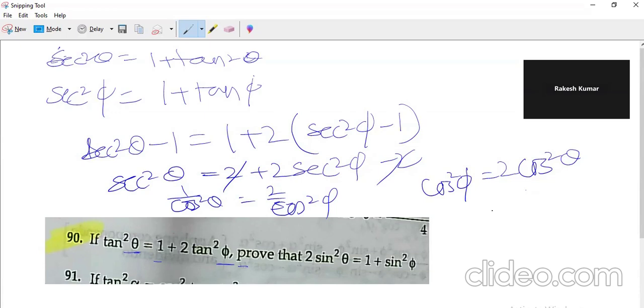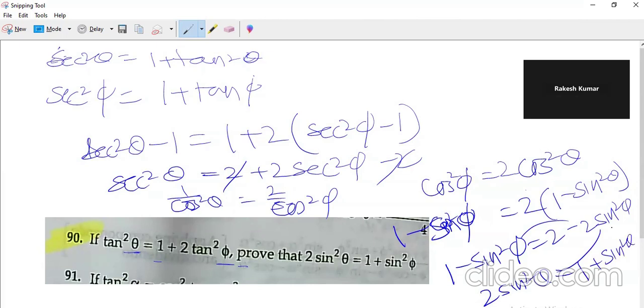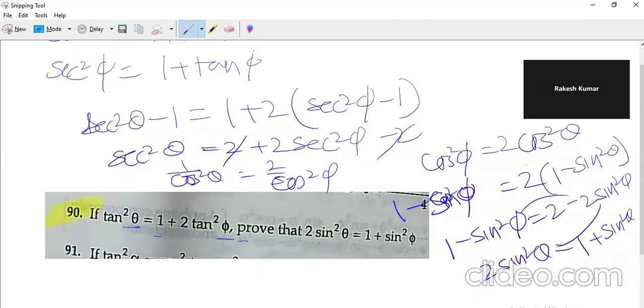Now I know I have to convert this to sine. So I write this as 1 minus sine square theta, and this as 1 minus sine square phi. So now 1 minus sine square phi is equal to 2 minus 2 sine square theta. So I take this to this side and this to this side, and it cancels. We get 2 sine square theta is equal to 1 plus sine square phi. So I proved it. And that's how you do it.